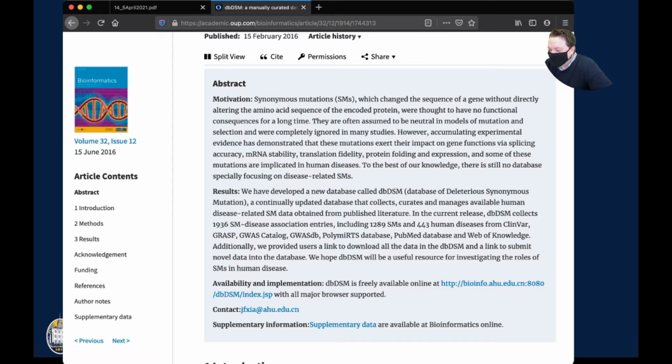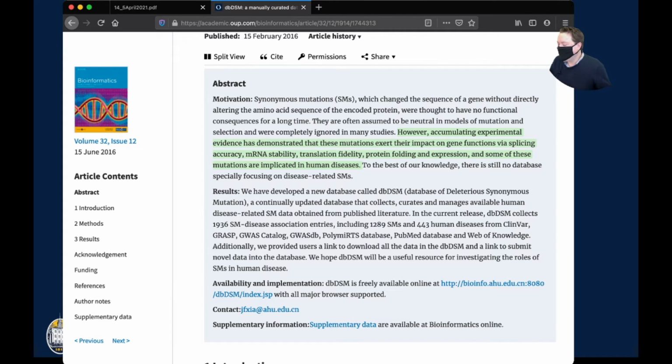But here we are. This is the next big line here that delivers the main take. However, accumulating experimental evidence has demonstrated that these mutations exert their impact on gene functions via splicing accuracy, mRNA stability, translation fidelity, protein folding, and expression. And some of these mutations are implicated in human diseases.